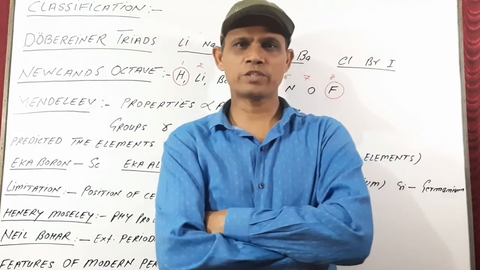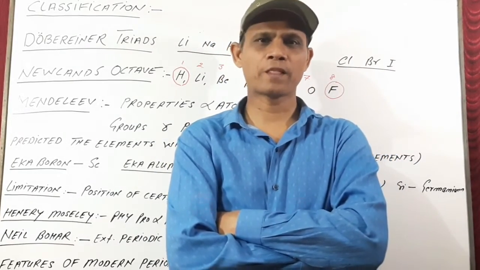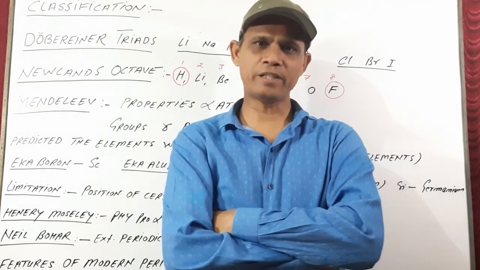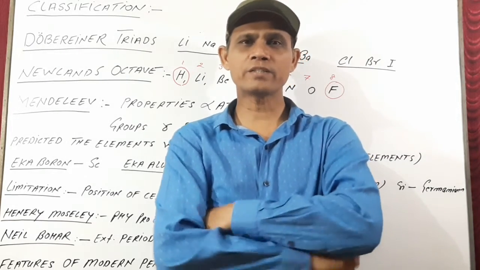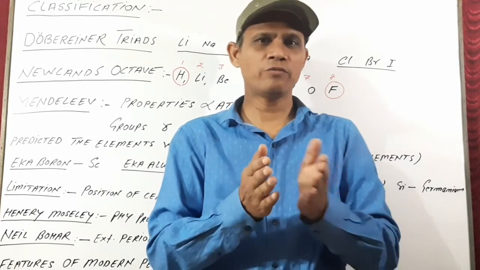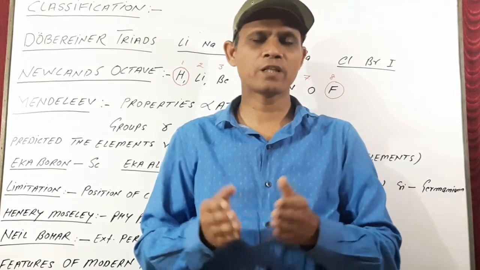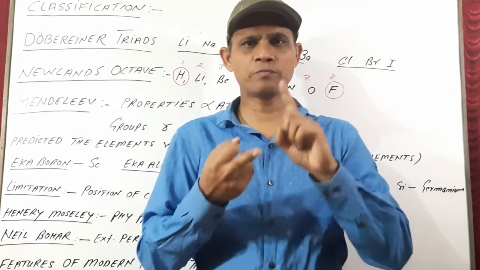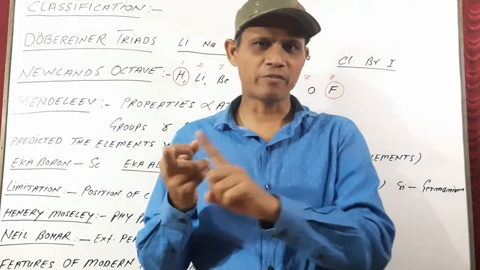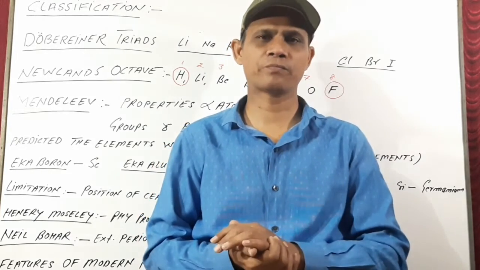Today we are going to discuss chapter number 1, classification of elements. First of all, what is an element? An element is the purest form of a substance which is having only one type of atom. Keep it in your mind. Purest form, having one type of atom.